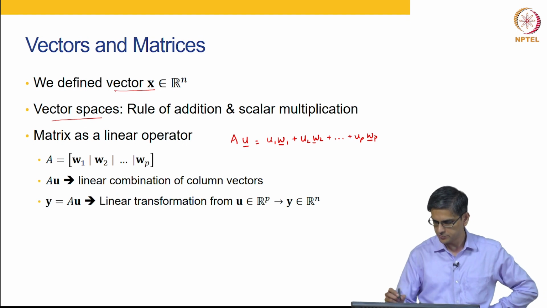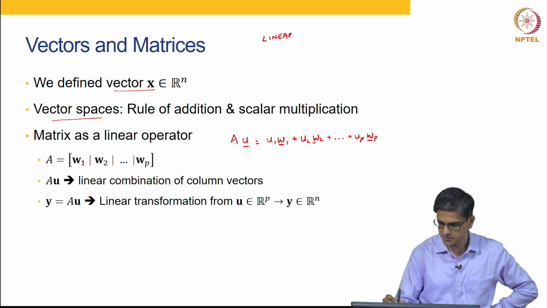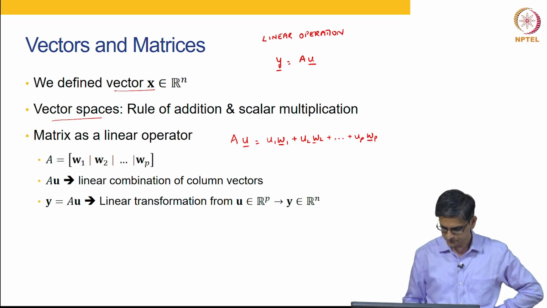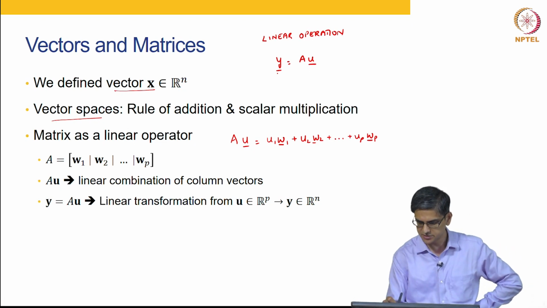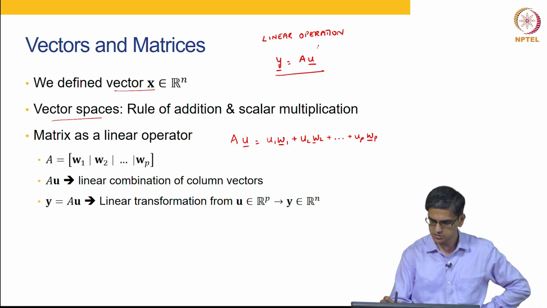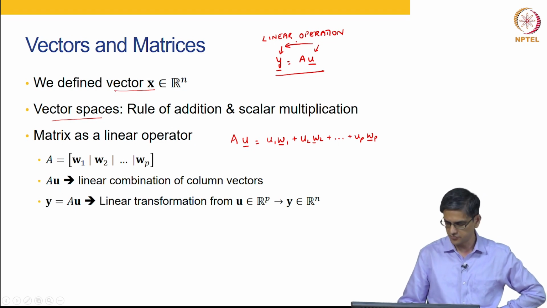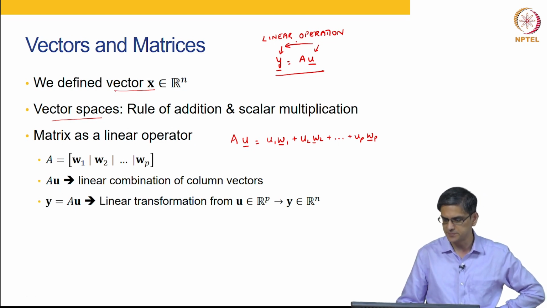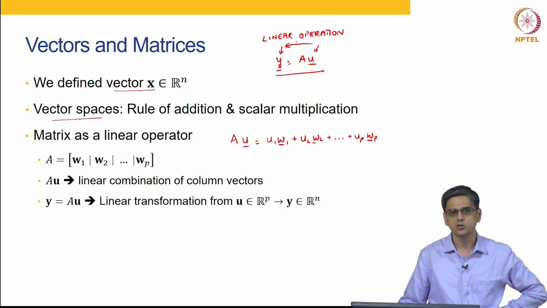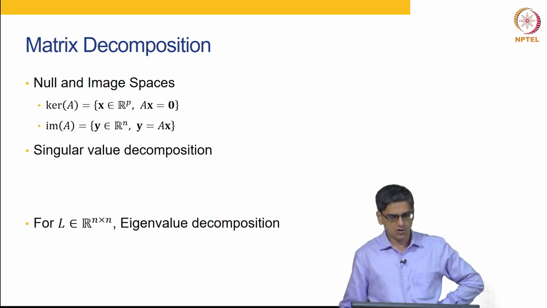And if you have a linear operation, that can be represented as a matrix multiplication. And this matrix multiplication does the transformation, or the operation, from a p dimensional input space to an n dimensional output space.